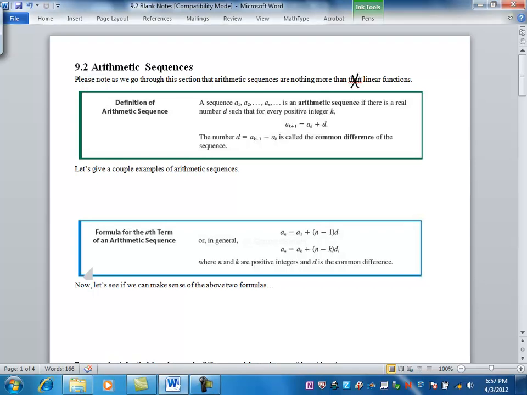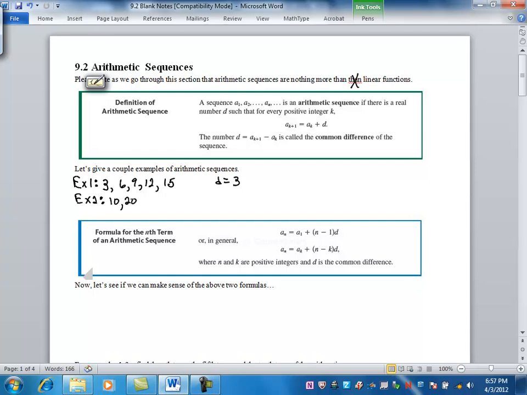A sequence is an arithmetic sequence if there is a real number d such that for every positive integer k, as we move from one term to the next, we have an arithmetic sequence. Let's take a look at a couple examples. Example 1: 3, 6, 9, 12, 15. As we move from one term to the next, the common difference among the terms is 3.